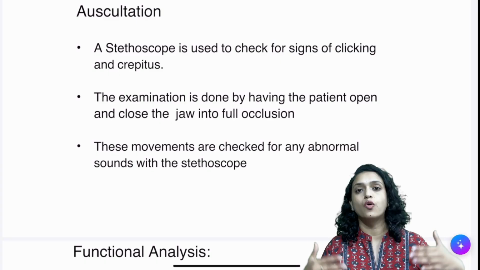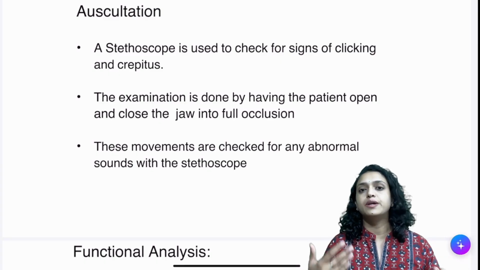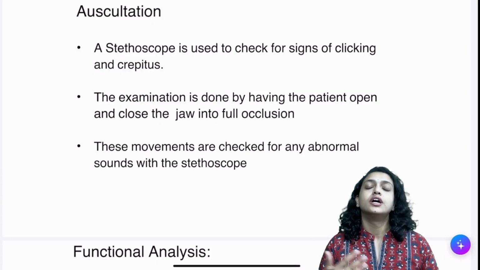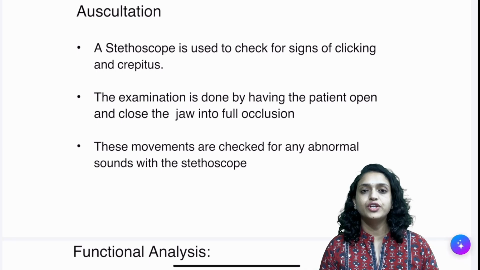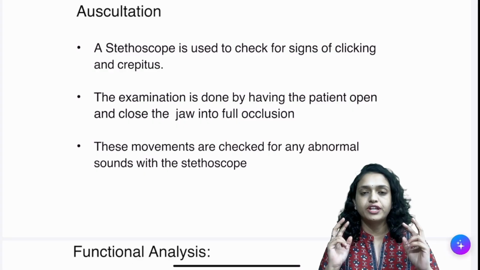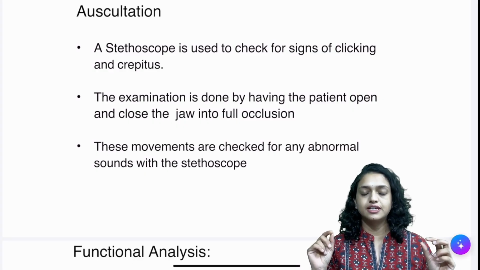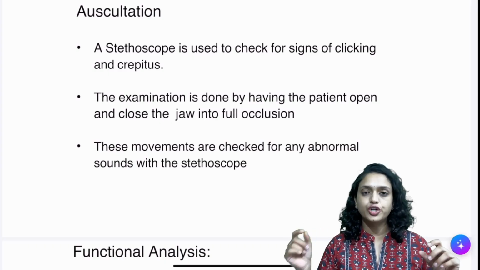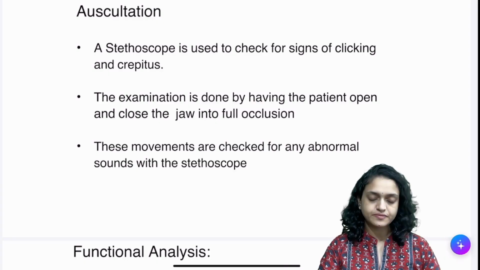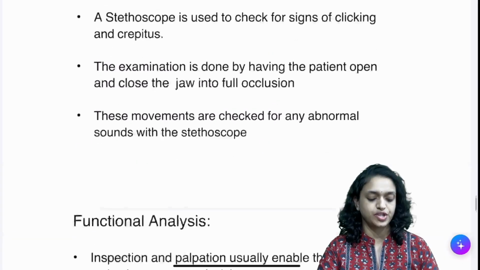If there is any opening click, is it TMJ disc displacement with reduction or without reduction? So all these can be classified only when you know when the click is seen. And also you check for the synchrony of the click. Is it clicking late? Is it clicking during the movement? All those things you need to look for in auscultation. This is regarding the TMJ examination.